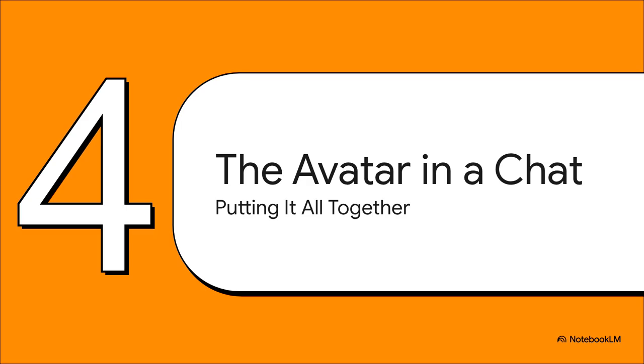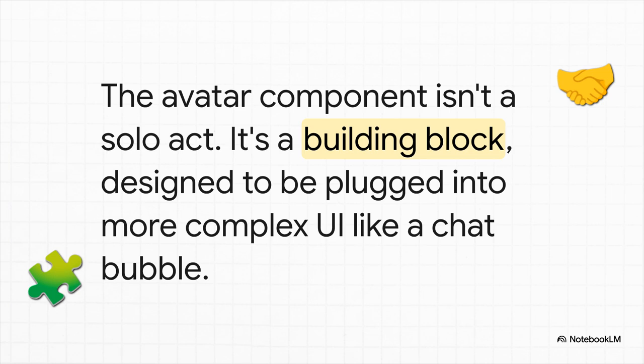Okay, let's recap. We've got all the pieces of the puzzle, right? Perfect image fitting, cool custom shapes, and those handy status indicators. Now, for the grand finale, let's see how all of this comes together in a real-world scenario, like inside a chat bubble. A really important idea here is modularity. See, the avatar component isn't designed to live all by itself in a vacuum. It's built to be a team player, a little building block that you can easily plug into bigger, more complex things. And that's where its real power shines.